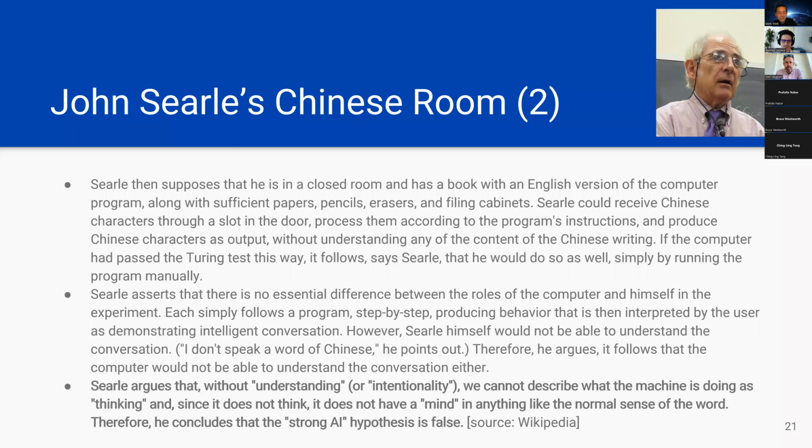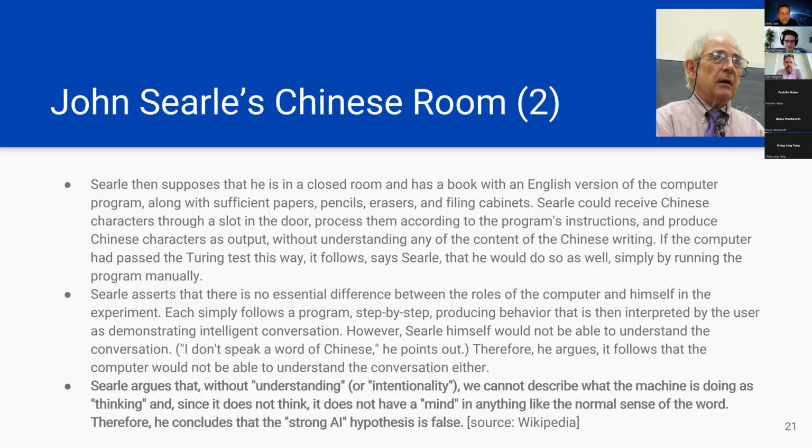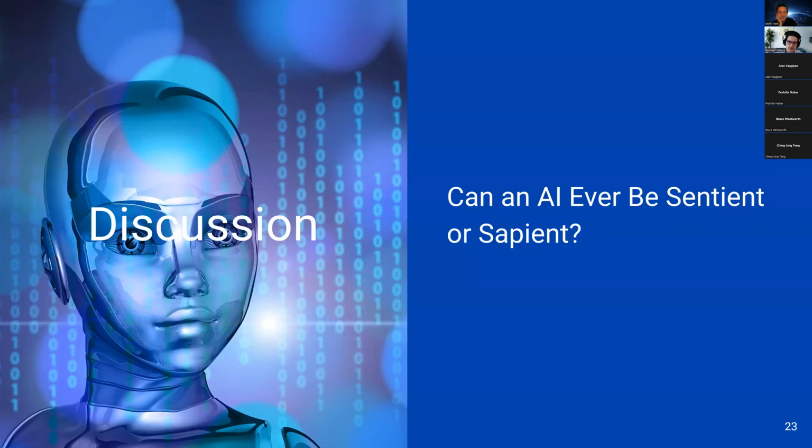Next. So this is, I think, the last point, from Wikipedia, right? Without understanding, I think it's what Alex is saying, right? Without intentionality, you cannot describe what the machine is doing as thinking, and since it doesn't think, it doesn't have a mind in anything like the normal sense of the word. Therefore, he concludes that the strong AI hypothesis is false, right? In that example.